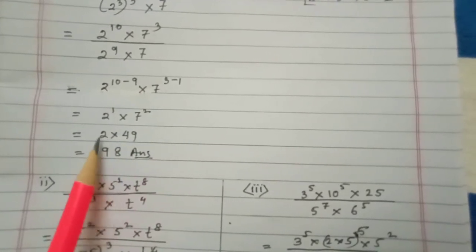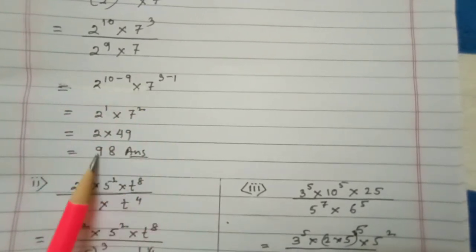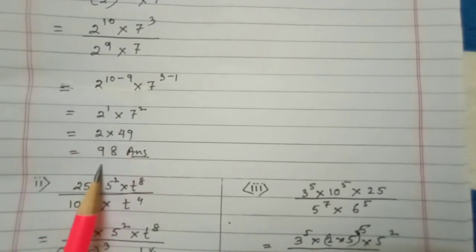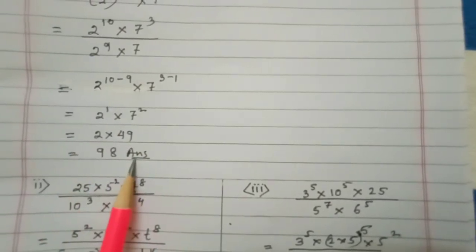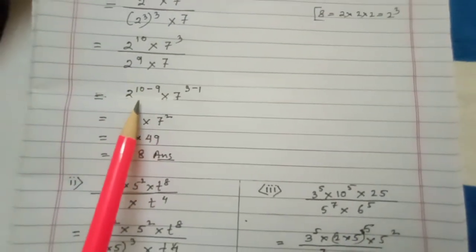49 into 2, 98. Here we are not giving the answer in the exponential form. Here we have to give the answer as a proper number. Understood? It is not written here, only it is written simplify.